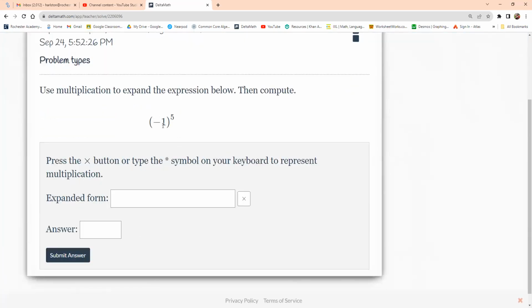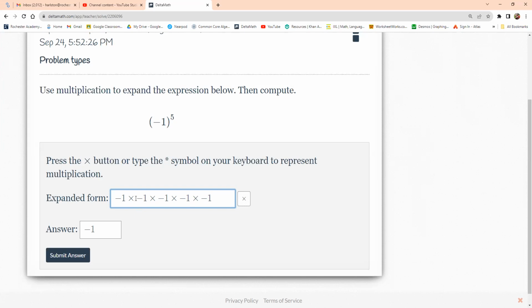All right, now, without even doing anything, if you have a negative number raised to an odd exponent, the answer is going to be negative. Yeah, so if you have a negative number raised to an odd exponent, the answer is always going to be negative. In this case, it's just going to be a -1, because if we expand it, it's going to be a -1 times a -1 times a -1 times a -1 times a -1, right? So this is 5 -1s.